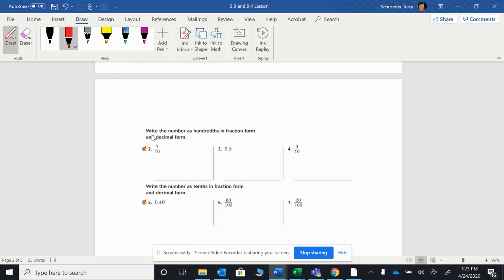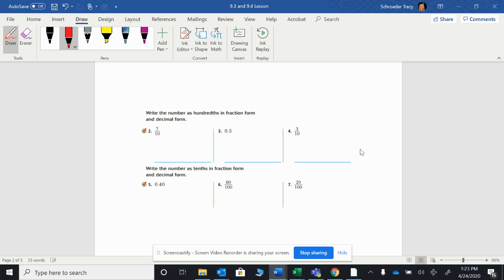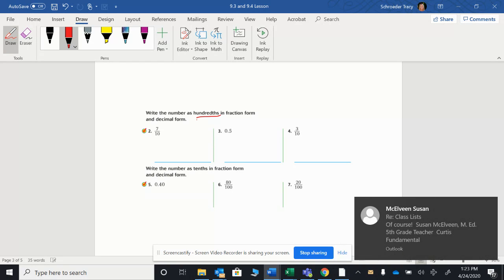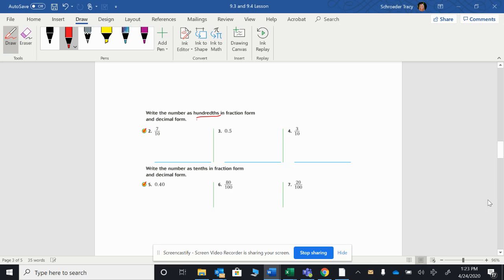Here's some examples. Write the number as hundredths in fraction form and decimal form. So I'm going to change from 7/10, I'm going to write it as hundredths. In order to do that, I multiply my numerator and denominator by 10, and I get 70/100ths. If I write it as a decimal, I have 0.70. And the next one, it's written as a decimal as 0.5. So that's 50/100ths. Or I write it as a decimal as 0.50.